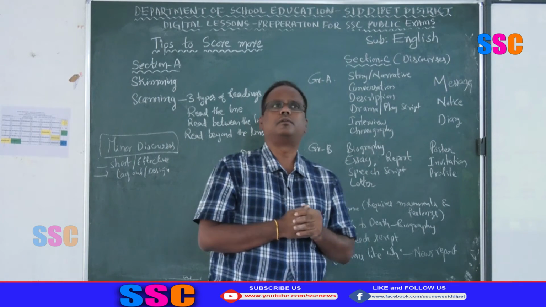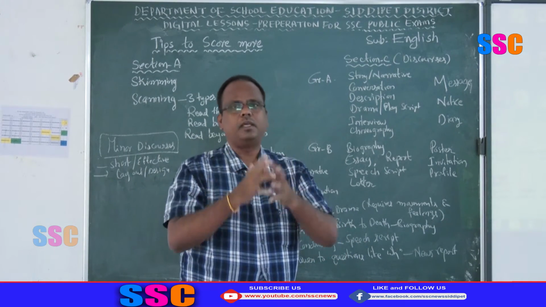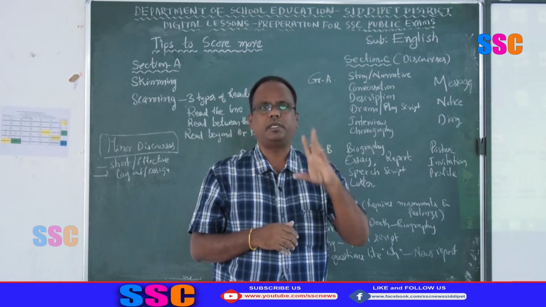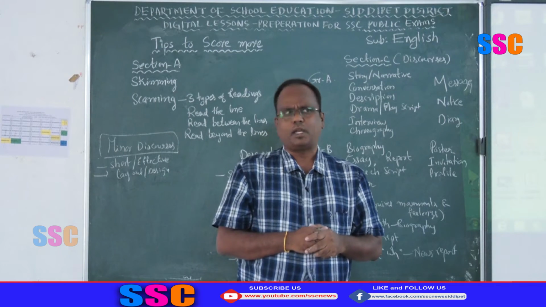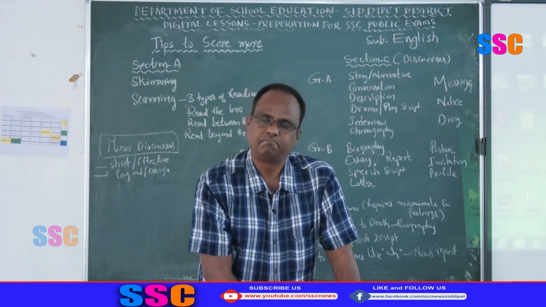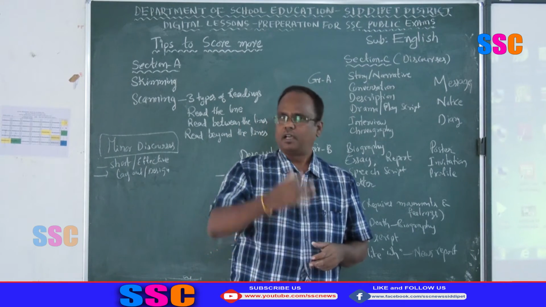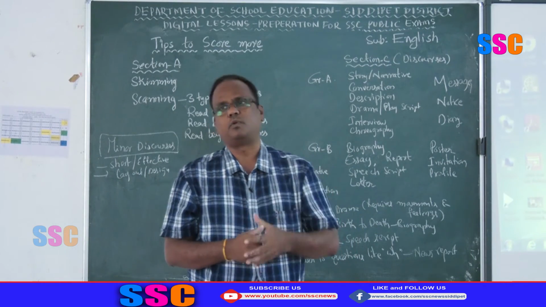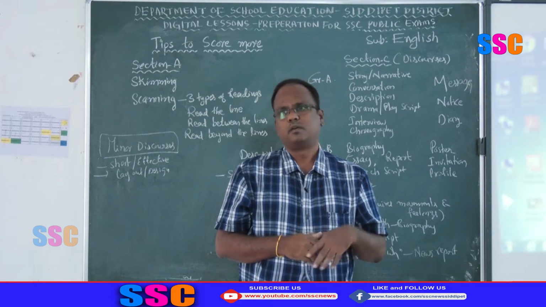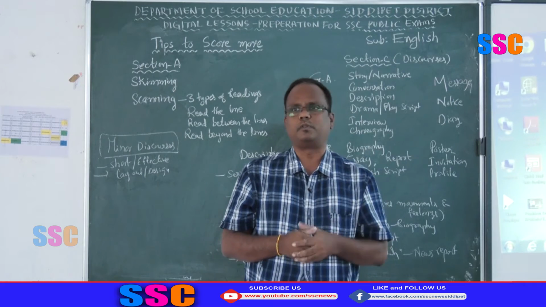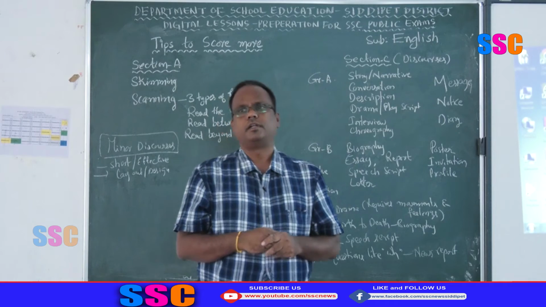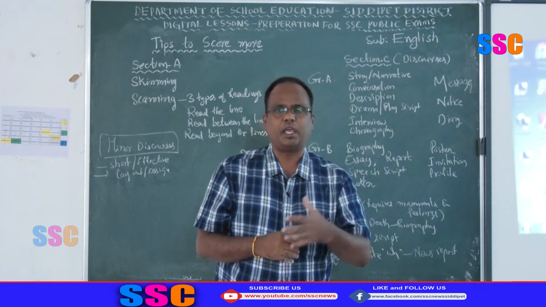So we know that a typical English paper consists of 3 sections, section A, B and C. Now, can anybody tell me which section is more scorable? Yeah, everybody would say that section A is more scorable, but believe me, section C is easier and more scorable than any other section. Okay, but let's first focus on section A.